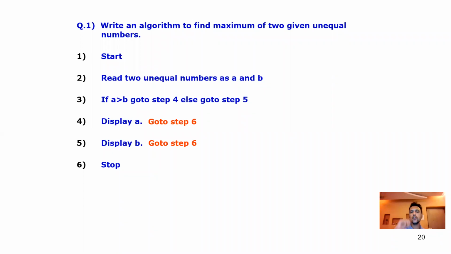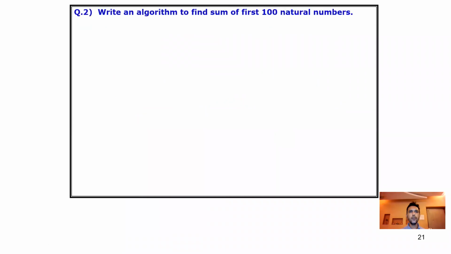Okay, let's go to the next algorithm. Now things will become more and more difficult and interesting. So now everybody copy this question. While copying the question, pay attention to what you're copying. Come on, copy the question. Write an algorithm to find the sum of first 100 natural numbers.